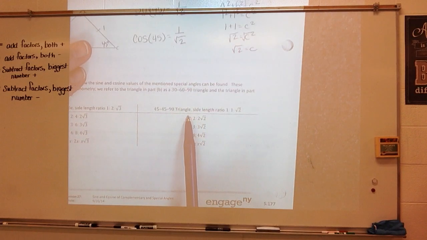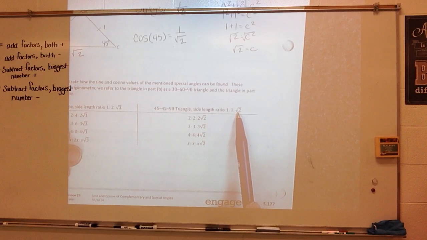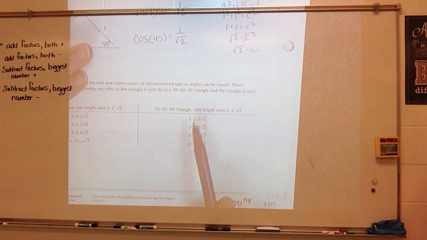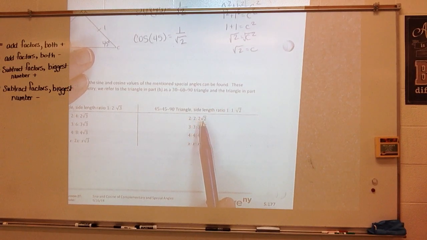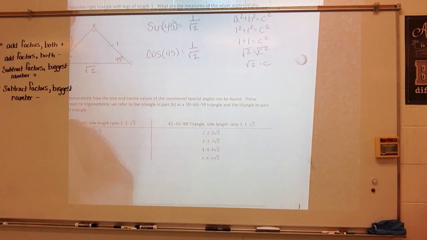The 45, 45, 90 triangle has a side length ratio of 1 to 1 to square root of 2. Once again, I can multiply, and notice what I get: 2, 2, 2 square root of 2. Alright? So, guys, these are going to become pretty important. Hopefully you can memorize these and use them in the future.